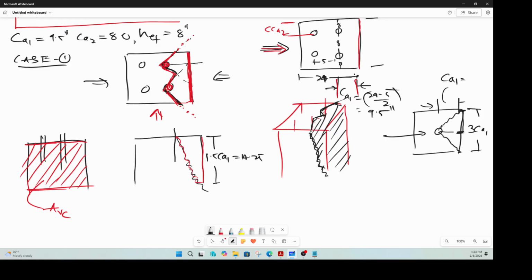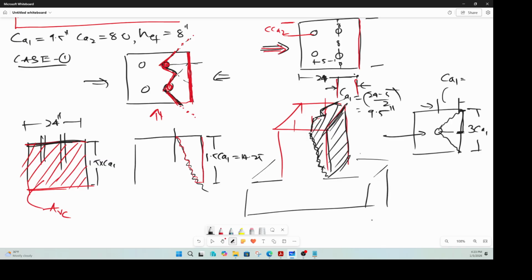So the code says the surface shown in black here is the failure surface, and you have to consider the projected area of this surface onto this face here. Okay, so if you project that surface onto this face, that means we are talking about this entire width, which is nothing but 24 inches, right? And we are talking about 1.5 times CA1 in this direction. Okay, and somewhere below this is your concrete pedestal. Somewhere here is your concrete pedestal, like that, right?